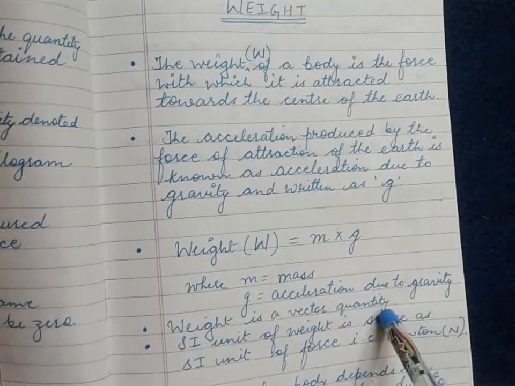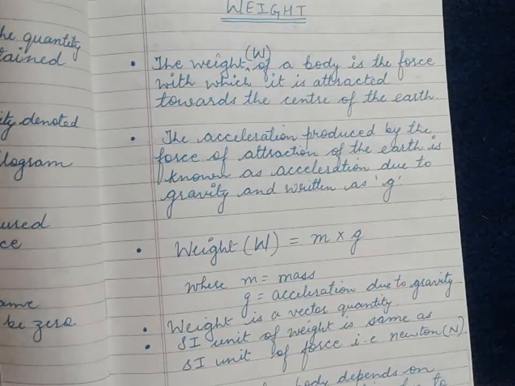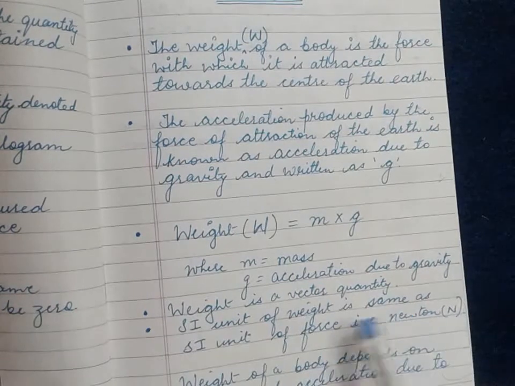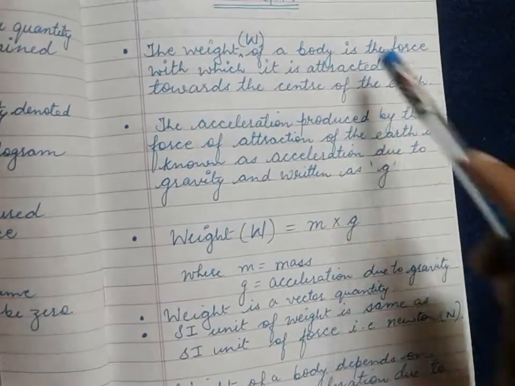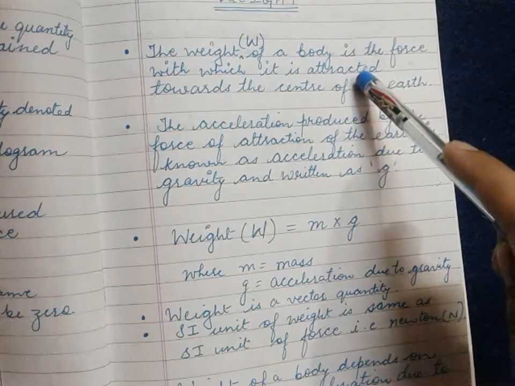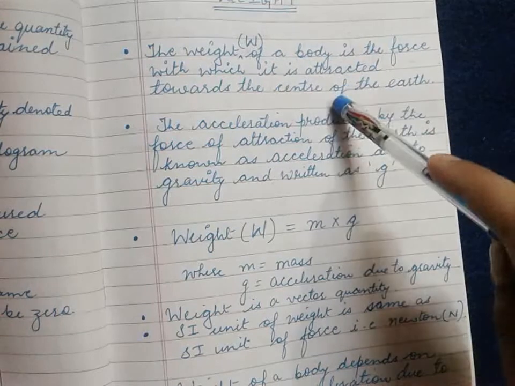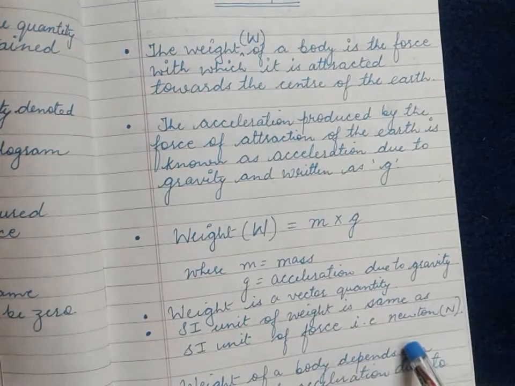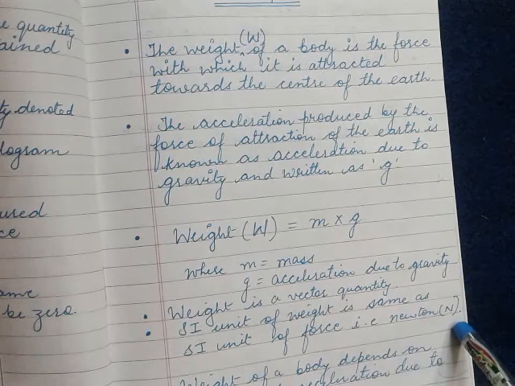Weight is a vector quantity, that is, it has a direction also, because weight of the body always acts in downward direction. Because it has a magnitude as well as direction, it is a vector quantity. The SI unit of weight is same as SI unit of force, because weight is the force with which the body is attracted. It is due to gravity, the force which we are experiencing is weight. So weight has the same SI unit as force, and the SI unit is Newton. It is denoted by capital N.